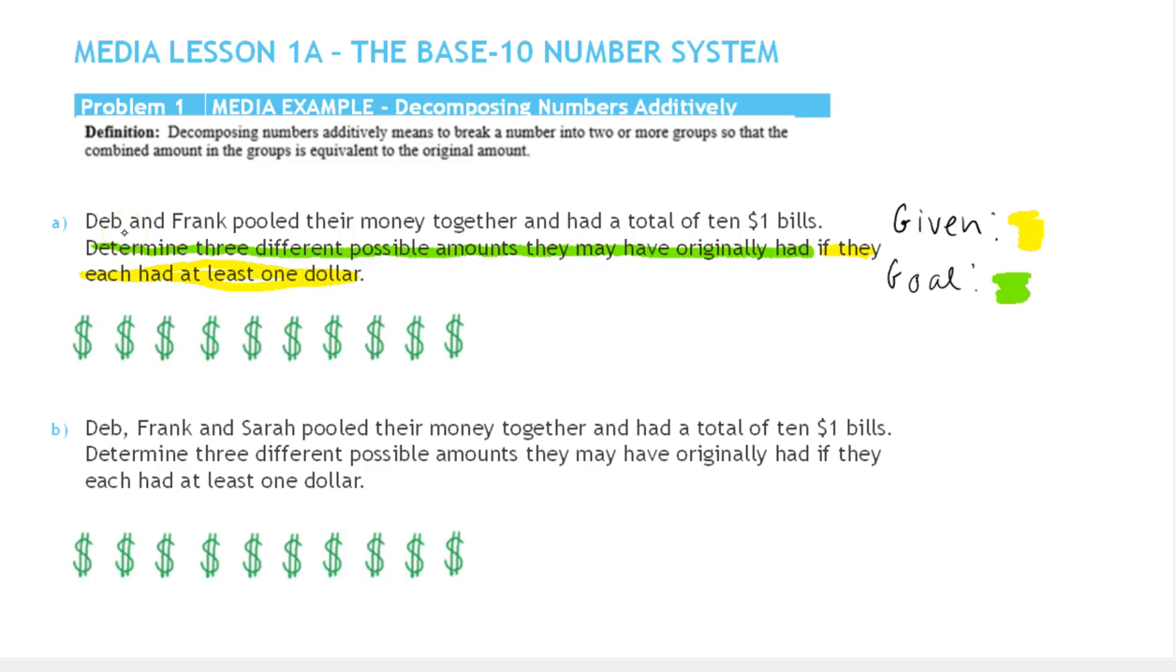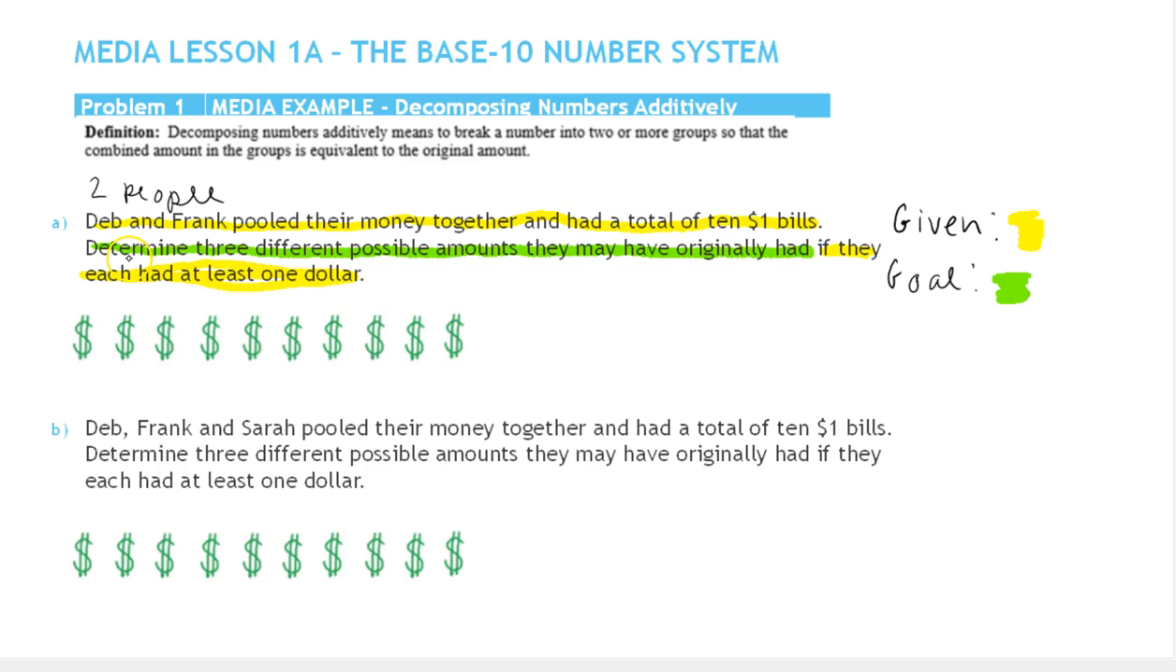Now let's go back to the first part of the problem. Deb and Frank pooled their money together and had a total of 10 $1 bills. So here we're given two pieces of information. First, that there's two people. It doesn't matter that they're Deb and Frank. There's two people that put their money together. And the other important piece is they have a total of 10 $1 bills.